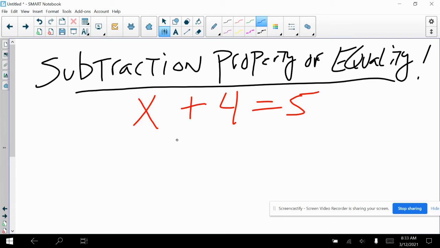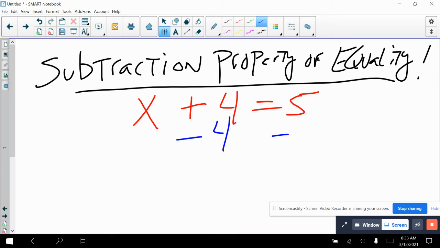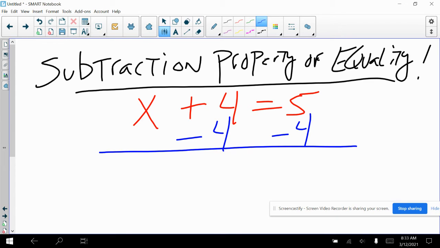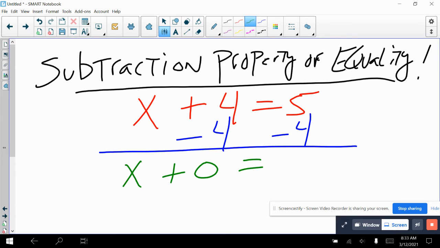Okay, so now we subtract. Why do we subtract? Because we have an addition equation. We do the inverse operation of it. We do the opposite. What you do on one side, you got to do on the other. Okay, now we solve.